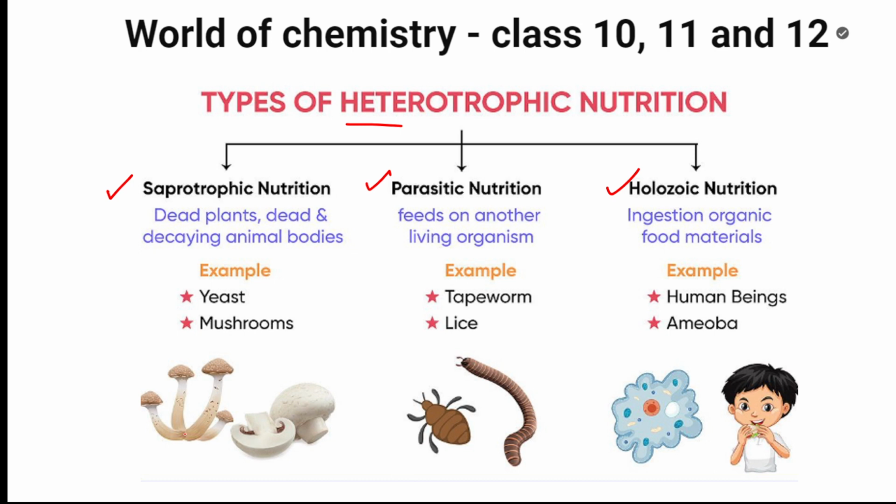So saprophytic, you have cute little fungi, yeast, mushrooms. Parasitic, you have this. Holozoic, you have the engulfing, eating of food. Now let's start with the first one. Careful. The definition is already given. I'll explain this in detail now. Watch till the end. The video is important.